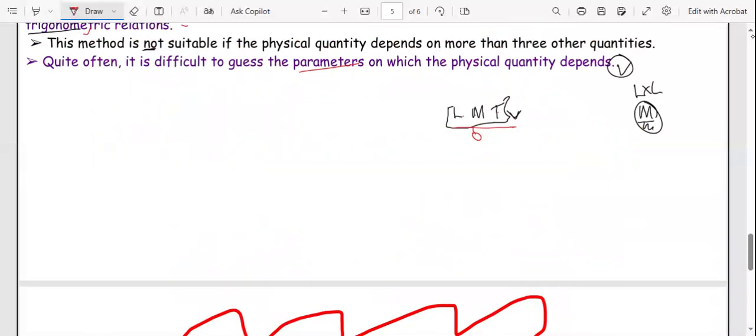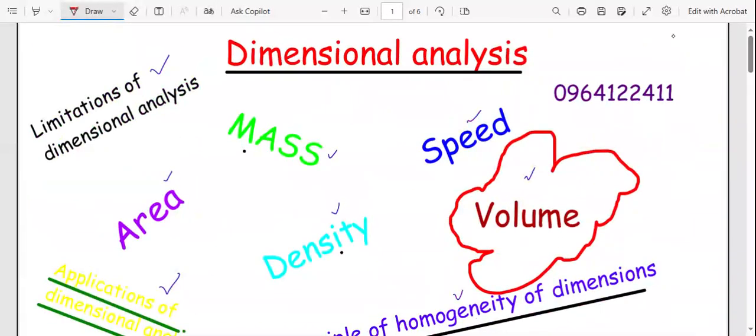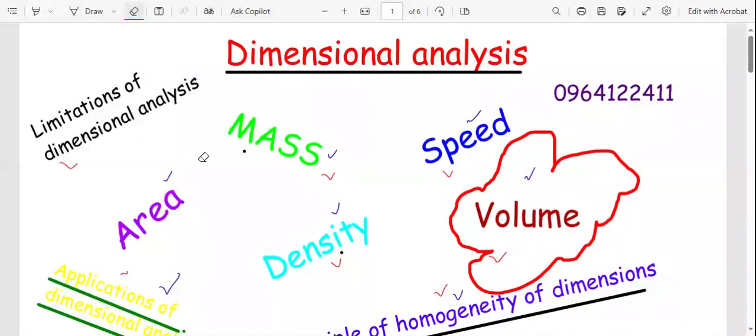Otherwise, this is what I had for dimension analysis. Everything has been explained: the application, the limitations, the density dimension analysis, homogeneity principle, the volume dimension, the speed, the mass dimension analysis, the time dimension analysis. We have explained all those.